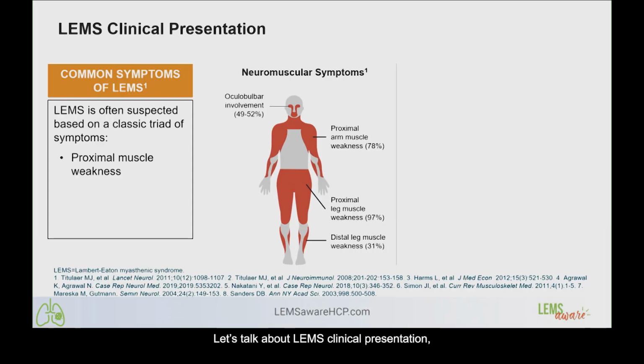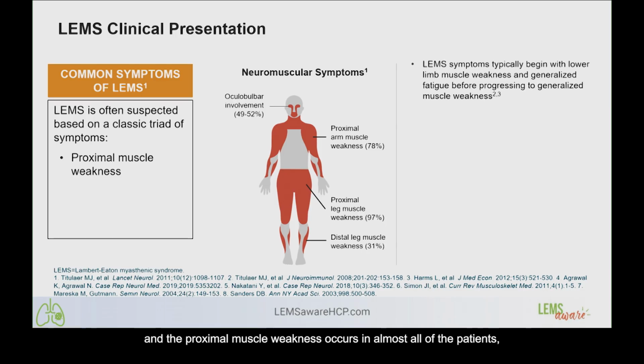Let's talk about LEMS clinical presentation, and we'll start by talking about the neuromuscular symptoms, which are really what we will commonly see first. The proximal muscle weakness occurs in almost all of the patients, in about 97% of patients, and that's definitely what I noticed first in the patient that I had, typically even in the hip area. And then distal leg muscle weakness occurs in about 31% of patients. Oculobulbar involvement occurs in about half of patients.